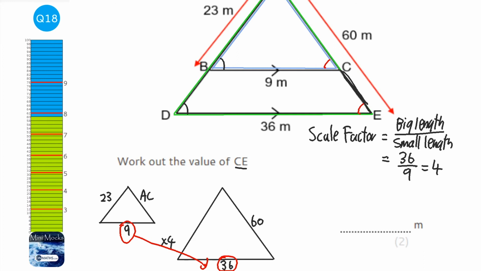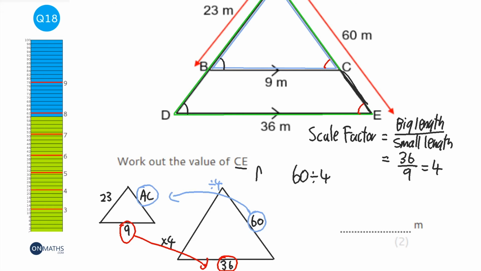Now, if we go from small to big, we times it by 4. But here we're going from big to small. So instead of times by 4, we're going to divide by 4, because it's going to get smaller, isn't it? So we're going to do 60 divided by 4, and I should really write down what I'm doing. I'm doing AC, and that's going to be 15. So we know it's going to be 15 for this bit.